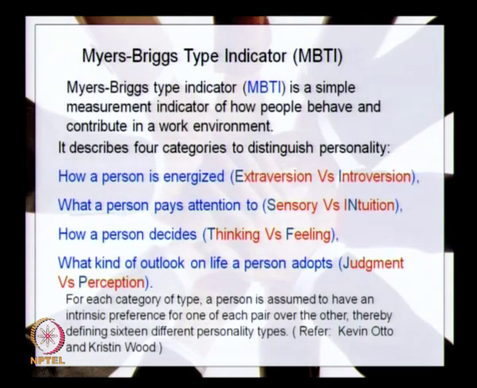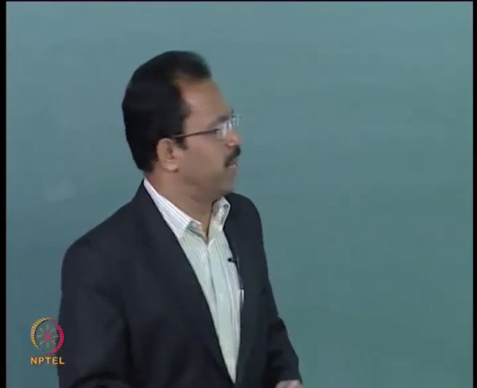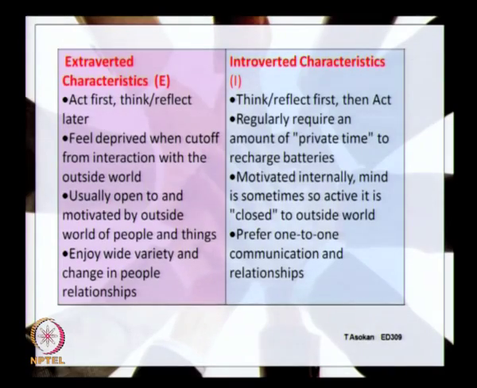So let us see what is the difference between E and I. As you can see, the extraverted person will act first and think, reflect later, so he does not really think before acting. Sudden action will be coming, and he feels deprived when cut off from interaction with the outside world, so he wants to be always with the people. He cannot cut off from the society or from the people, so he always gets energy from the other people who are around him.